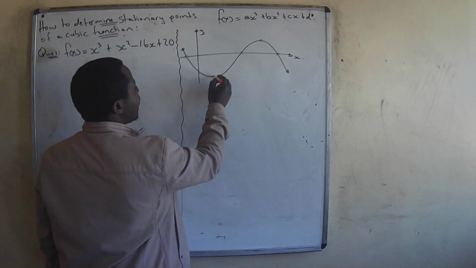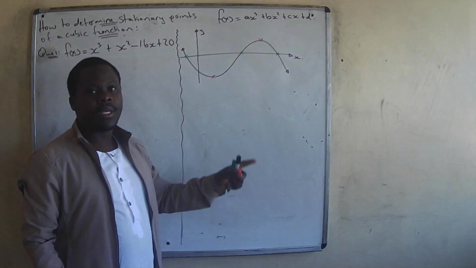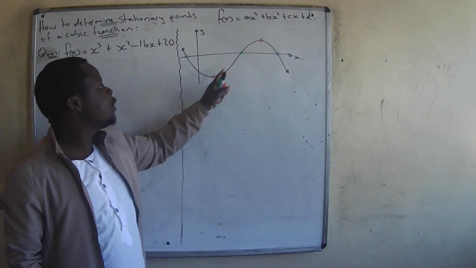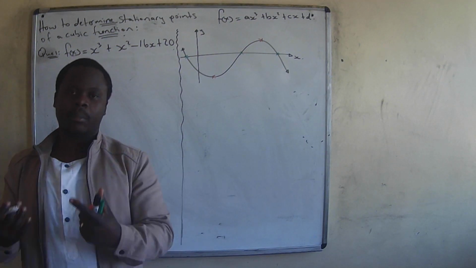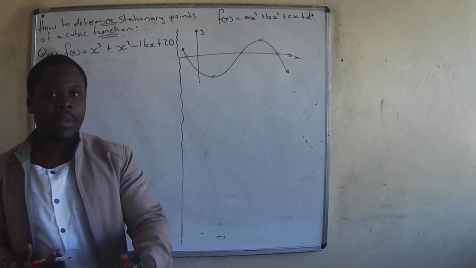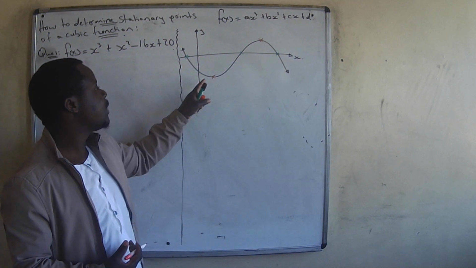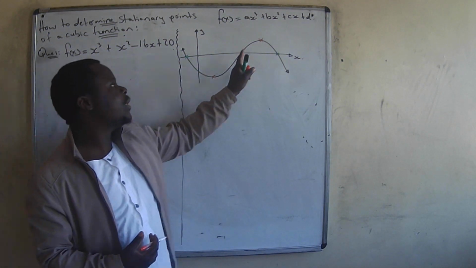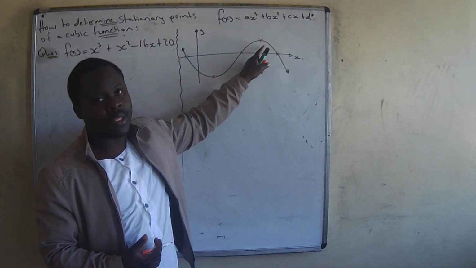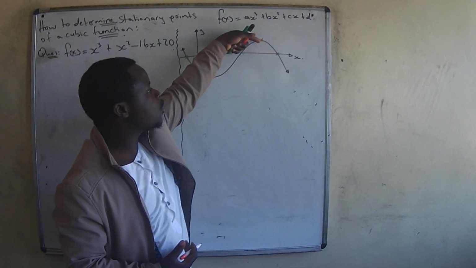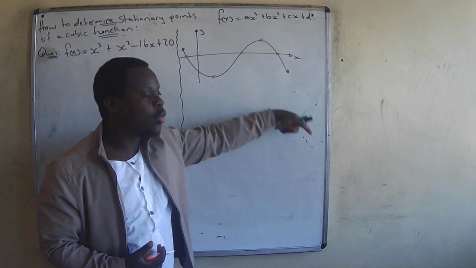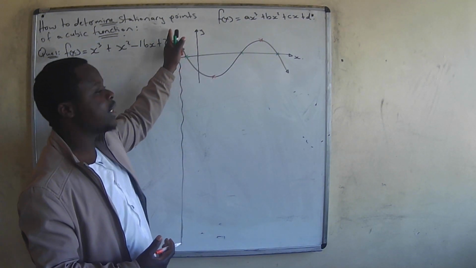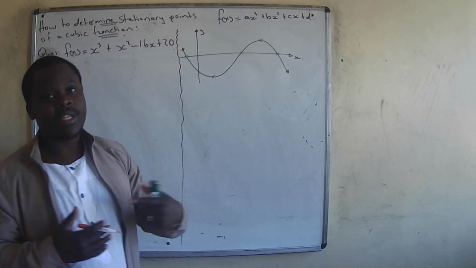A cubic function has 2 turning points. It has a turning point here, and it has a turning point there. These 2 turning points, we call them stationary points. The reason we call them stationary points is because this is not the most minimum point on the graph, and this is not the most maximum point on the graph. The graph continues to go down indefinitely on this side, and it continues to go up indefinitely on the other side.